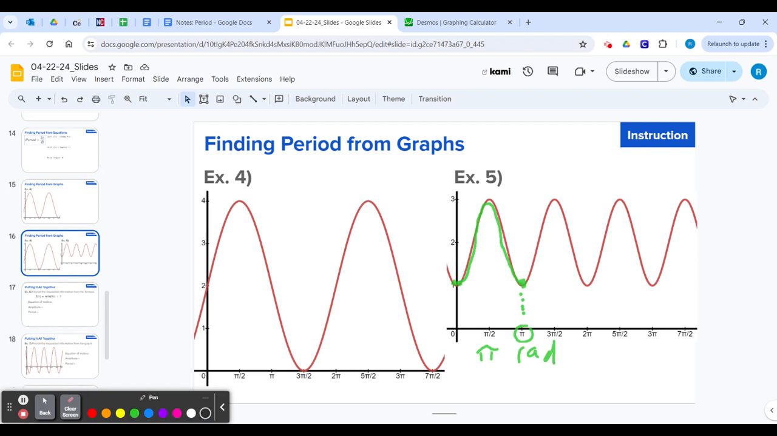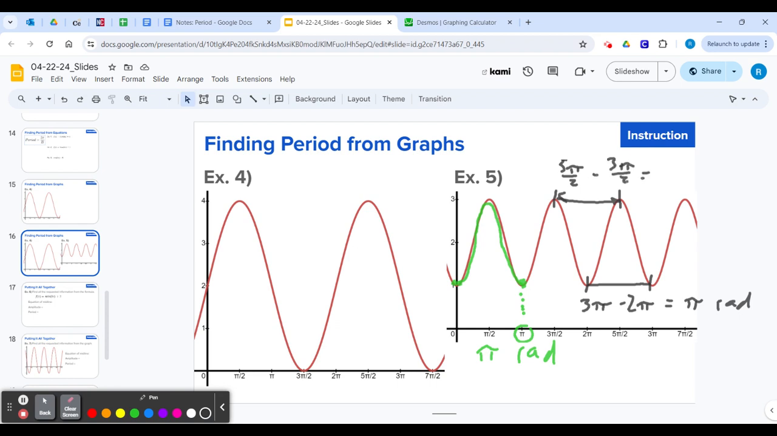If you wanted to do this peak to peak, you could measure from 5 pi over 2 if you wanted to. You can measure from 3 pi minus 2 pi if you wanted to. All of these will give you the same thing, and I'll jot some notes. If I do 3 pi minus 2 pi, that's just going to be pi radians. Or we can do 5 pi over 2 minus 3 pi over 2.